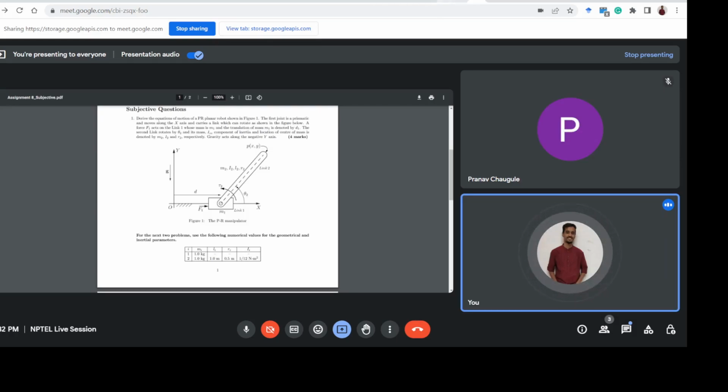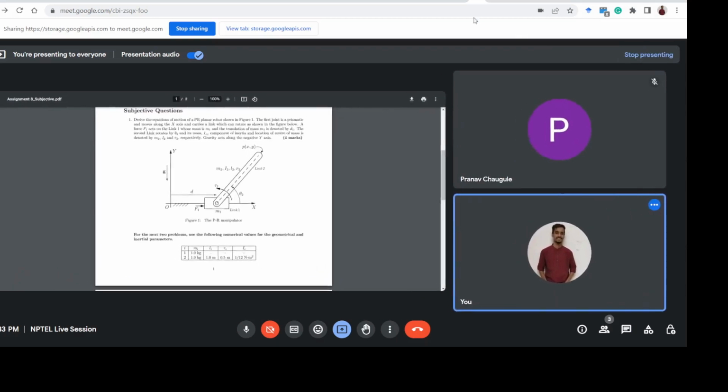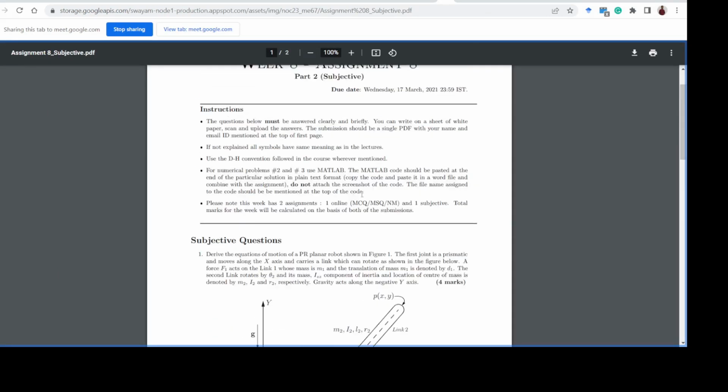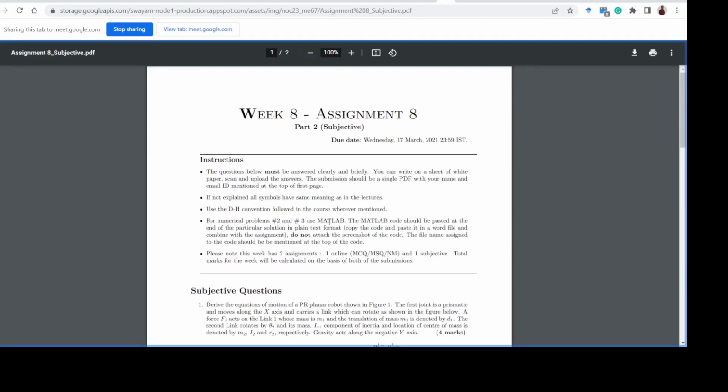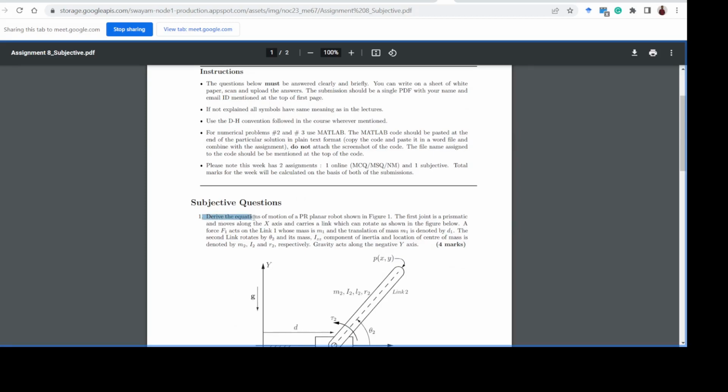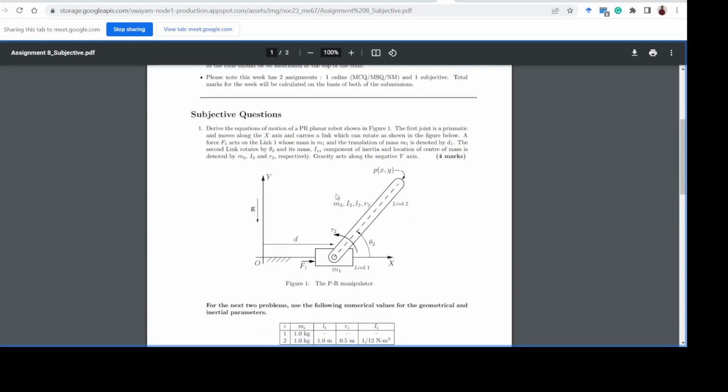Okay, and I was basically recording what is to be done in this assignment, and I was going to upload it. But if you have any doubts, you can ask right now. So I'll just go through what has to be done in the subjective part again. In the first question, you have been given a basic 2-link planar robot, and you have been asked to derive the equation of motion for this robot.